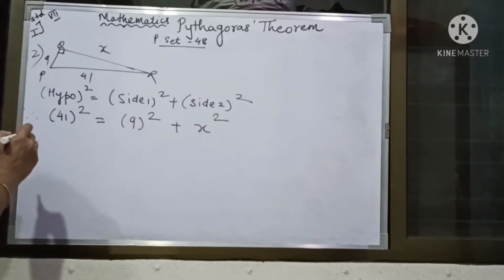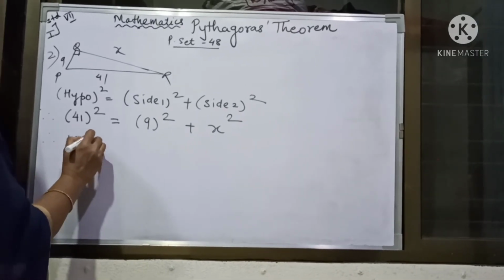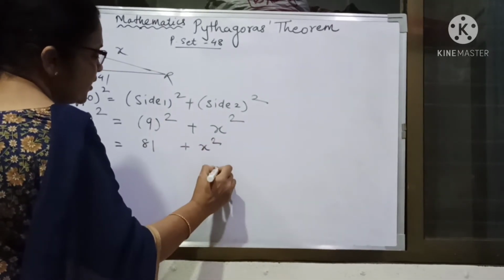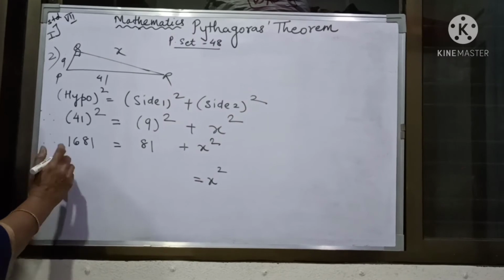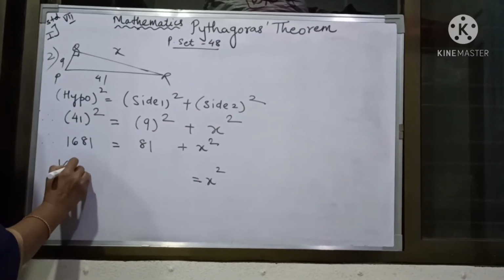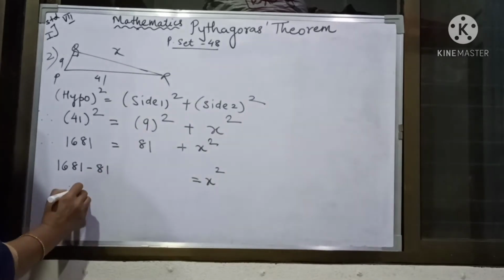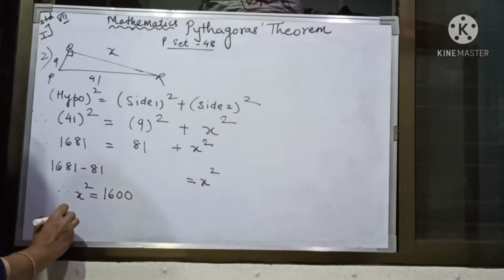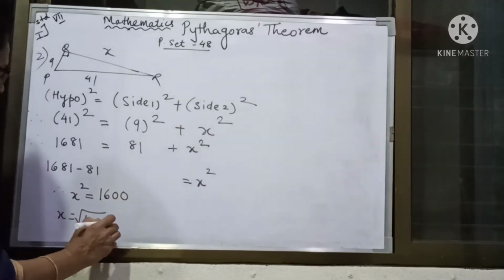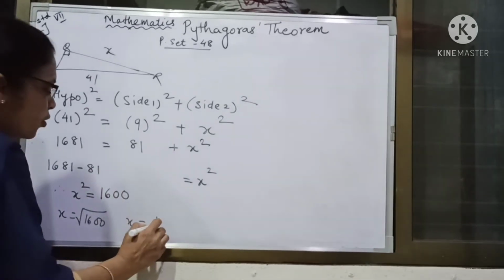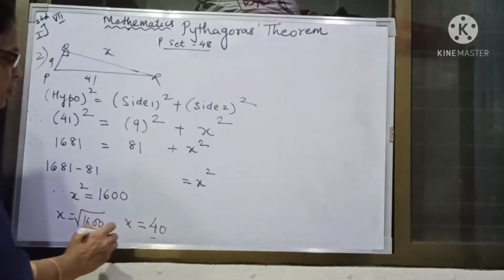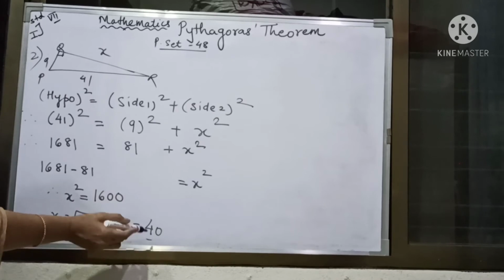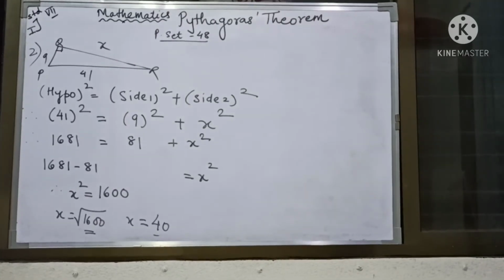So you have square of 41 is 1681. Square of 9 is 81 plus x square. Now take x square to one side and all the numbers to the other side. So 1681 minus 81. So you have x square is equal to 1600 after subtraction. So x is equal to square root of 1600. So x is 40. Square root of 1600 is 40. Therefore, the segment QR or x is 40. So in this way you will solve the third sum.